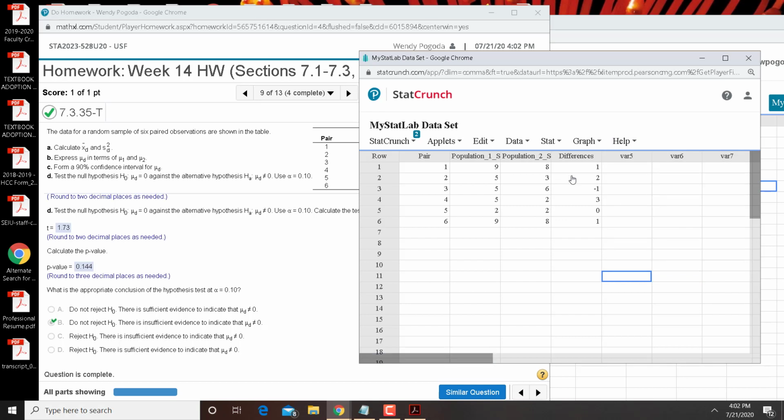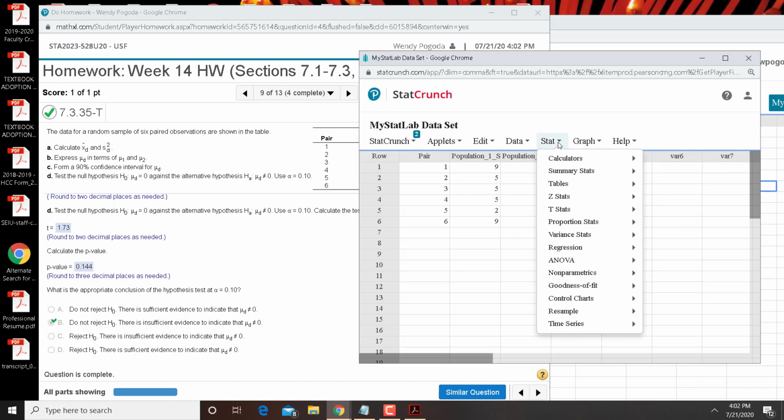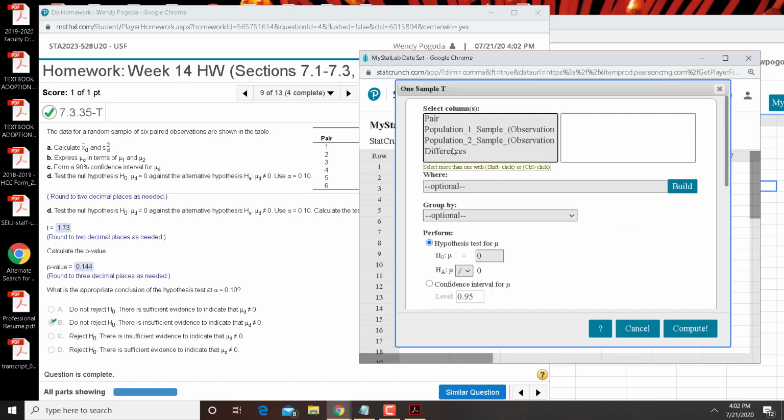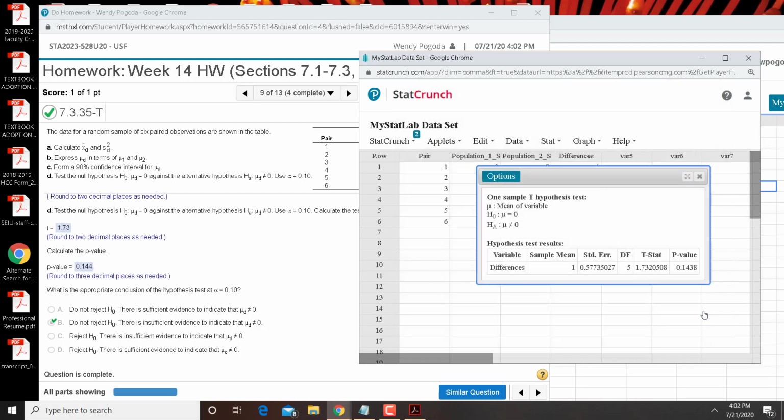Okay. So since I have these differences here, if I went into Stat, T Stats, One Sample with Data, and just did this as if it was a normal t-test, but using the differences column, I would get exactly the same results. See the same p-value, the same test statistic, because when you're doing a hypothesis test or confidence interval for paired differences, it's really just a normal t-test for the mean. The only difference is that instead of these subscript D's indicating differences, it doesn't know that you're dealing with differences, so it leaves that out. But it's exactly the same.